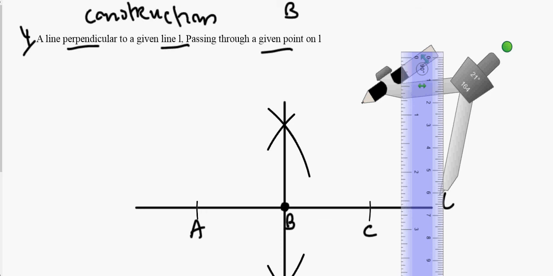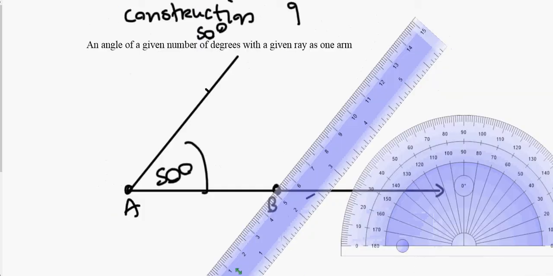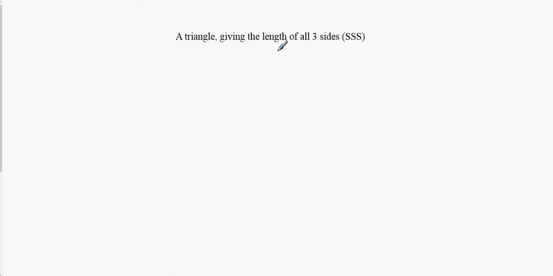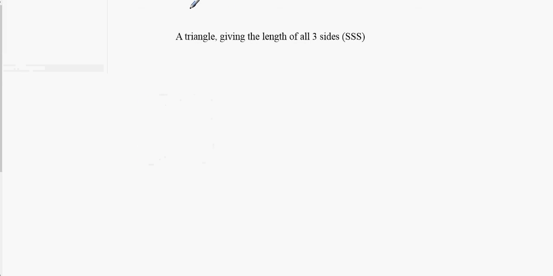Now, the next construction we need to do is a triangle given the lengths of all 3 sides. So this is SSS data. This is construction 10. What we're going to do is construct a triangle given the lengths of all 3 sides. So we call this construction 10.